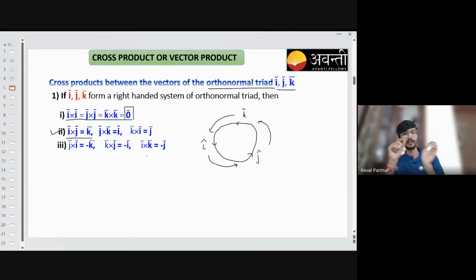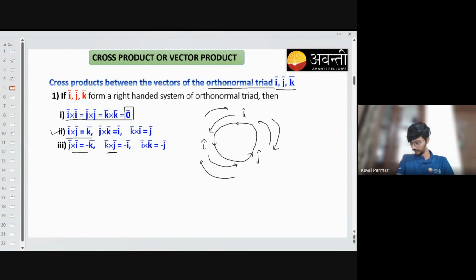But if the order is broken, that means instead of i cross j, I got j cross i, the opposite, then j cross i will be k, but negative k, minus k. Similarly, if I get k cross j, it will be minus i. And similarly, i cross k will be minus j. So you must have seen this many times in physics as well as in mathematics.